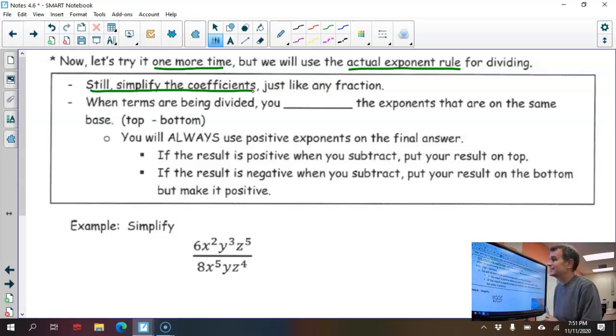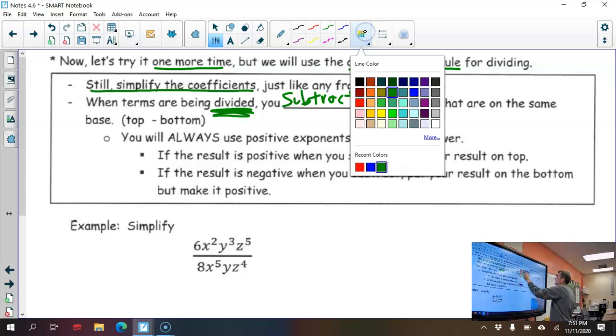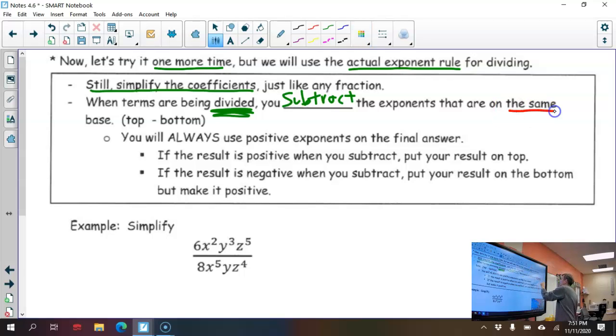But the exponents, when terms are being divided, you subtract the exponents that are on, I always forget to say that, exponents that are on the same base. And you always do the top minus the bottom.